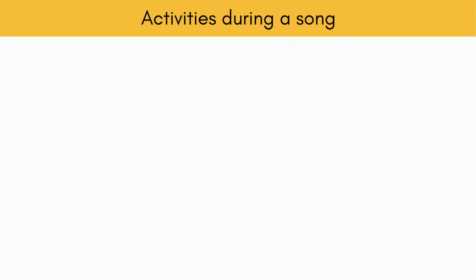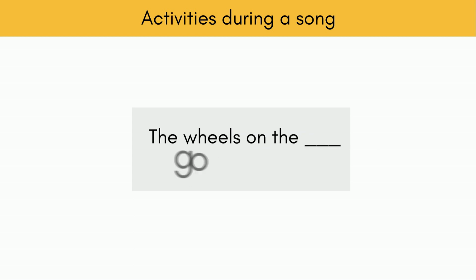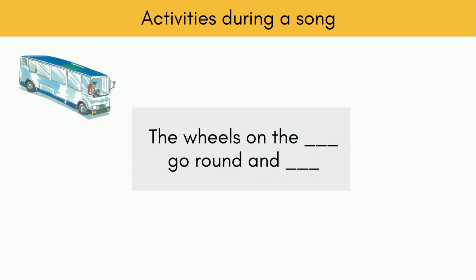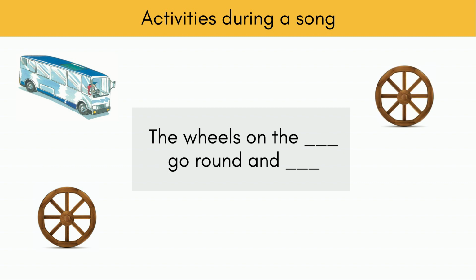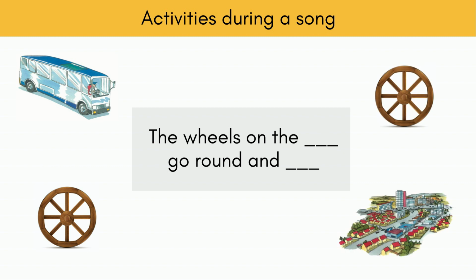Activities during a song. We can continue to build up anticipation while the children are singing or listening to a song. A simple way to do this is to omit some words and invite the children to guess what they are. Or pause the song sometimes and invite the children to guess the next words in the song or what is going to happen next.